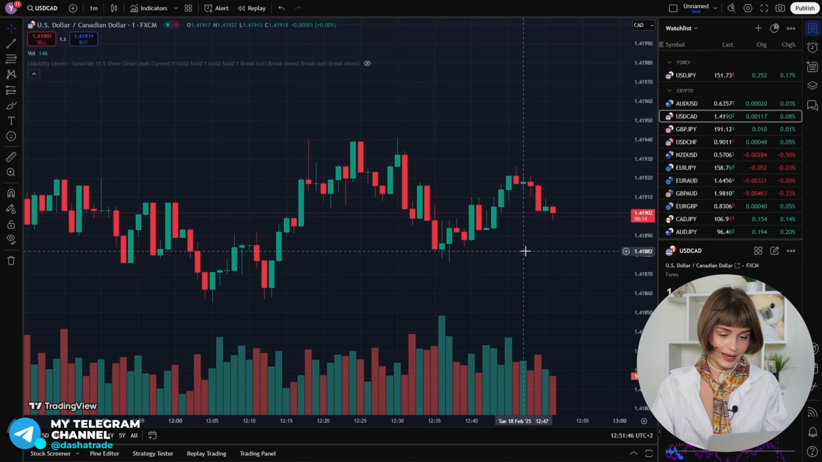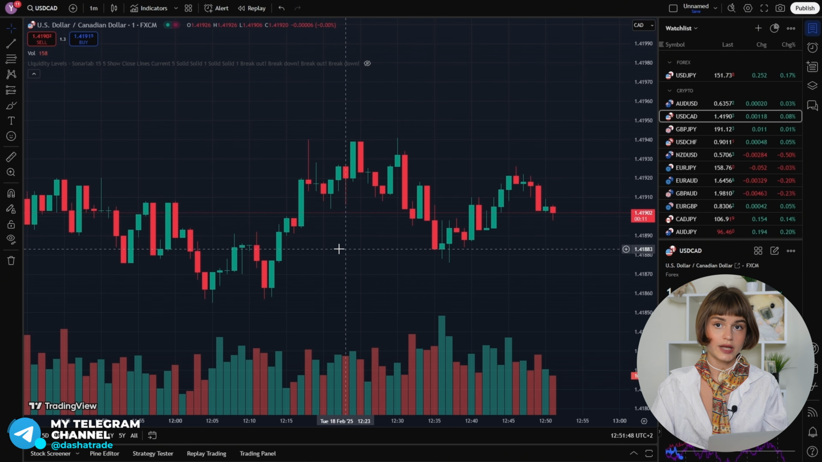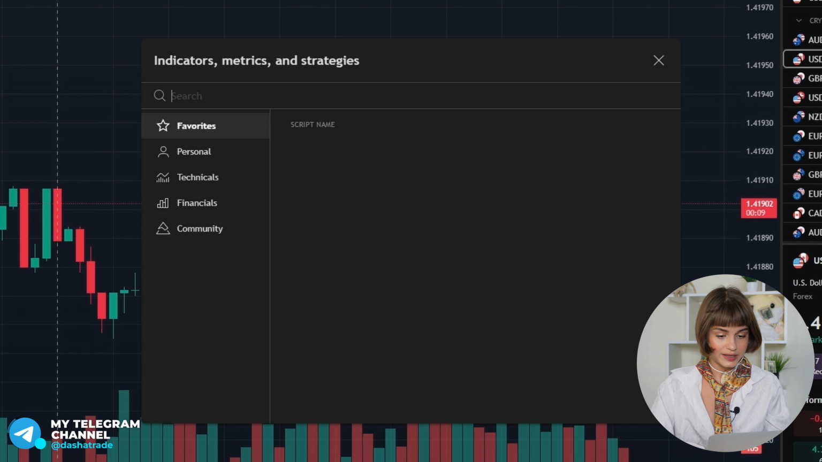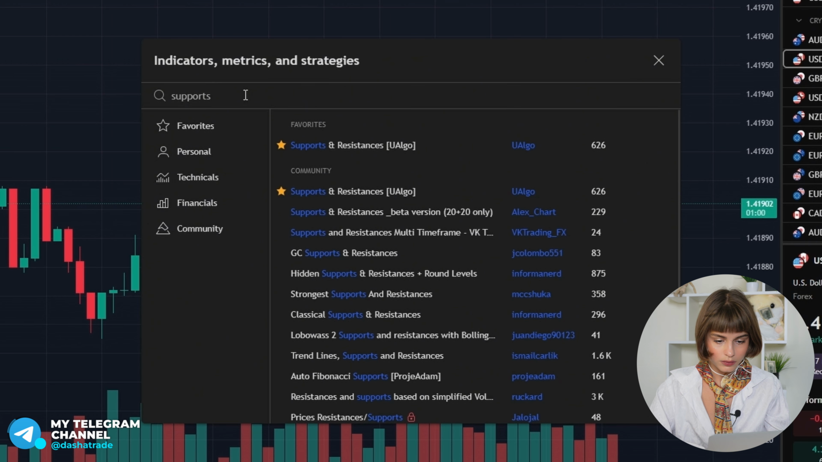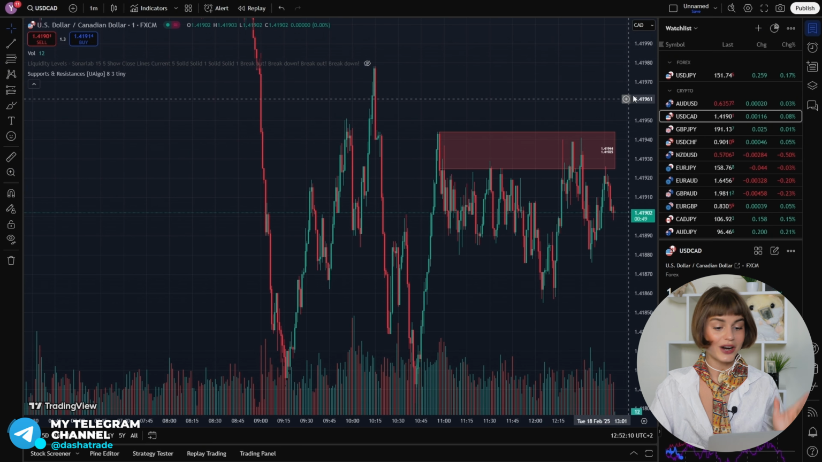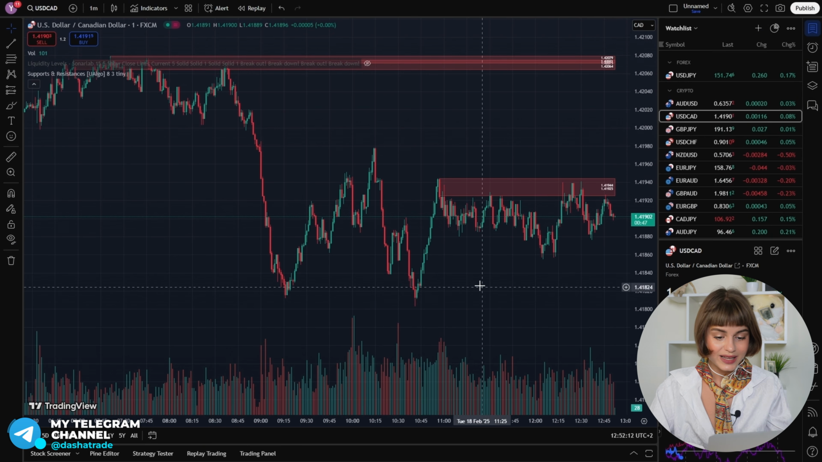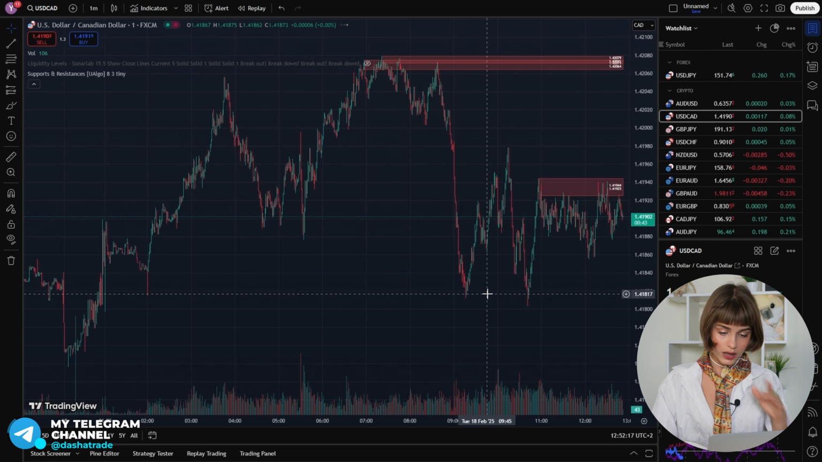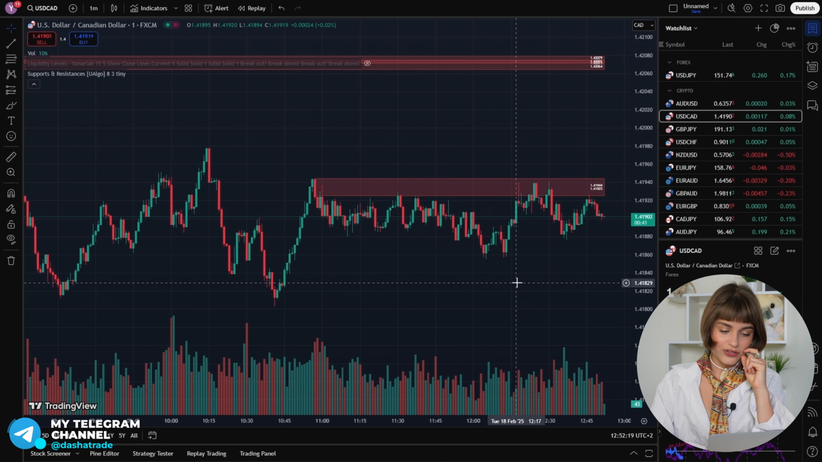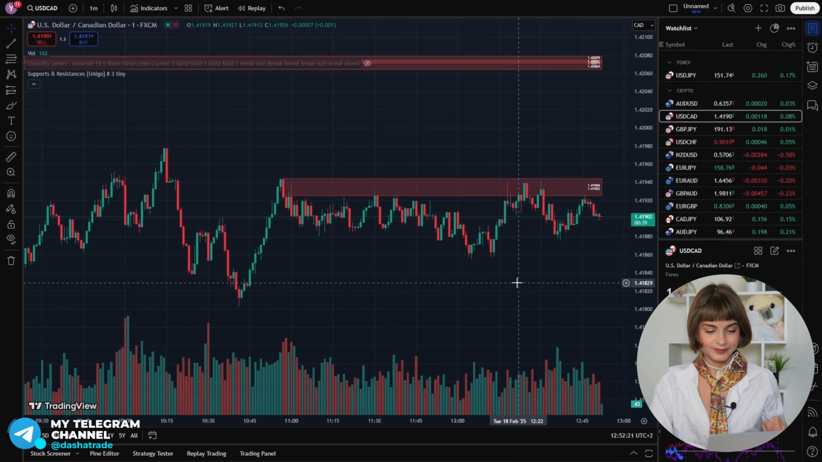Now let's add the indicators that we will use to make money today. Okay, we open the indicator section and enter the name of our indicator. And we add this indicator provided by this author. Click on it. So our chart has changed significantly. The indicator displays support and resistance levels. Let's figure out how to trade using this indicator.